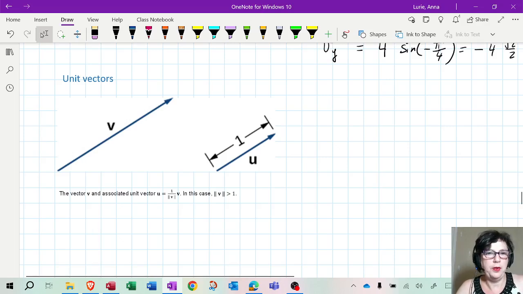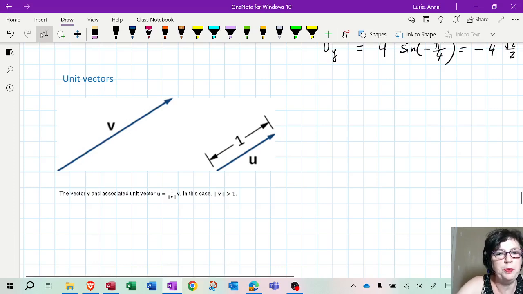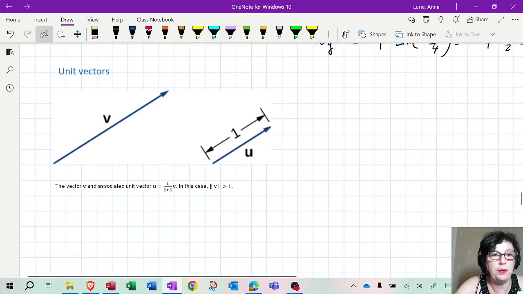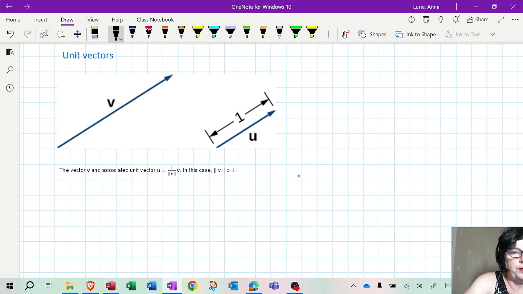Hi guys, in this video we are going to take a look at how to take a vector and make it a unit vector, which means that the new vector will have the same direction as the original one, but the length, the magnitude, is going to be 1. So let's say you start with the vector v, and let's say it has components a and b.